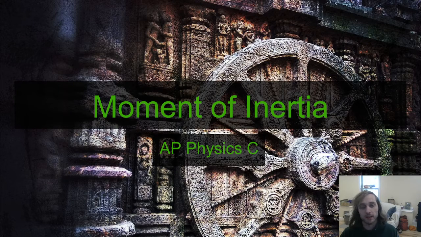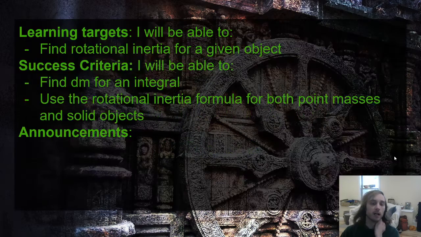Today we're going to be talking about the moment of inertia. This is also called angular inertia sometimes. This is pretty much just how hard it is to spin an object, or in particular how hard it is to make it change how it's spinning. There's going to be a lot of calculus, so buckle up.